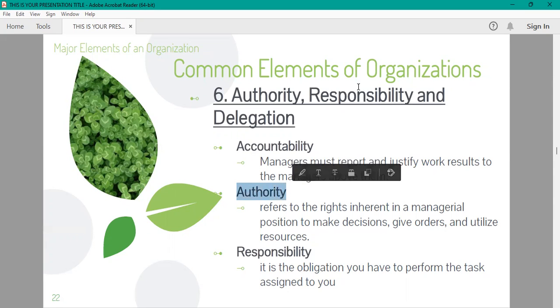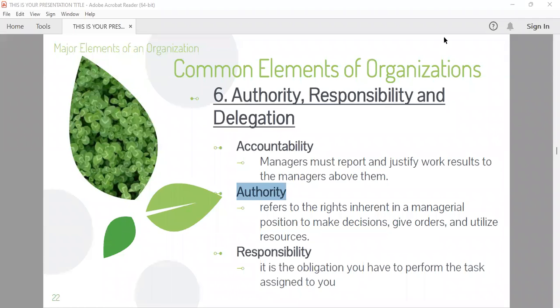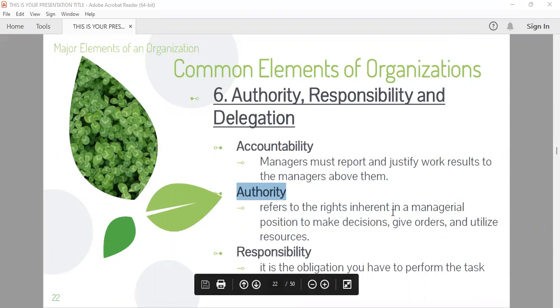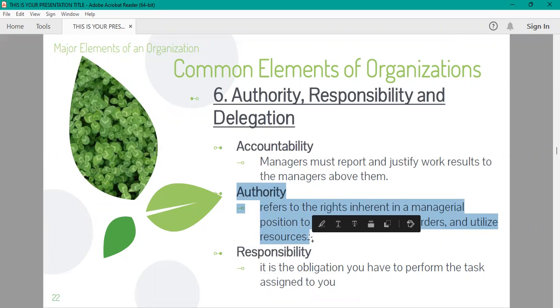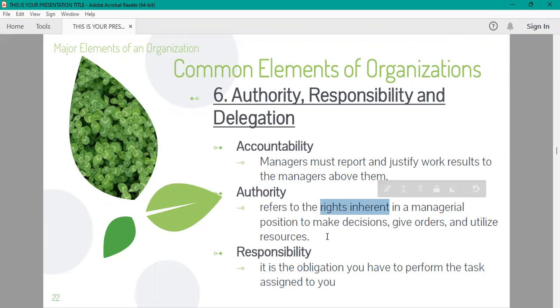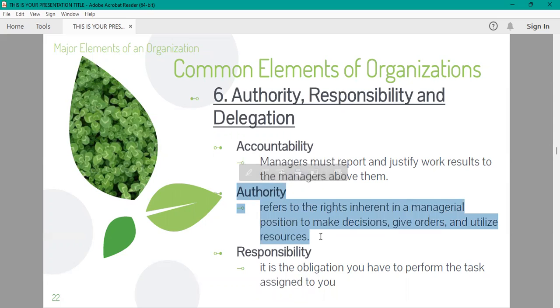Next would be authority. Authority refers to the rights inherent in a managerial position to make decisions, give orders, and utilize resources. So you have authority if you are part of the hierarchy. Your authority is based on the power that you have. It is your inherent right based on your position to make decisions and give orders, with its scope and limitations too. So authority is based on your position in the hierarchy of the organization.